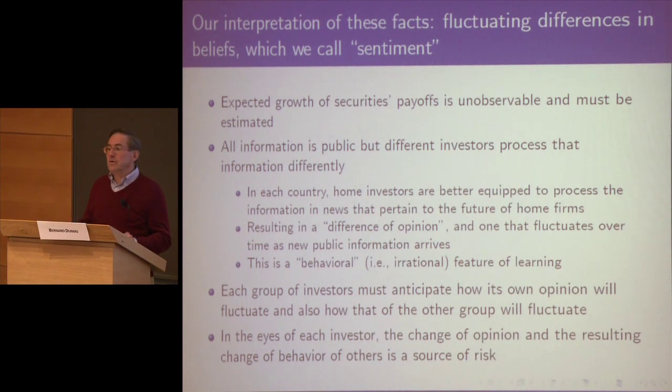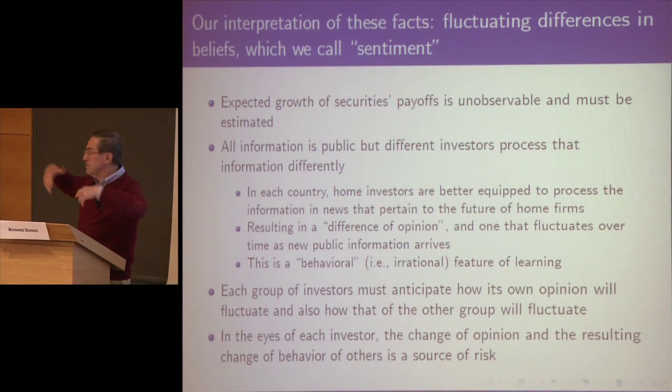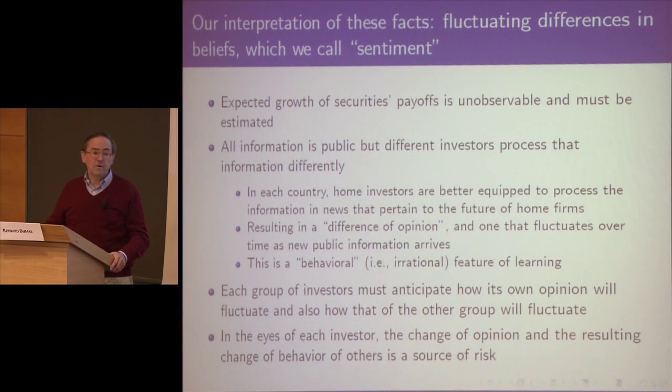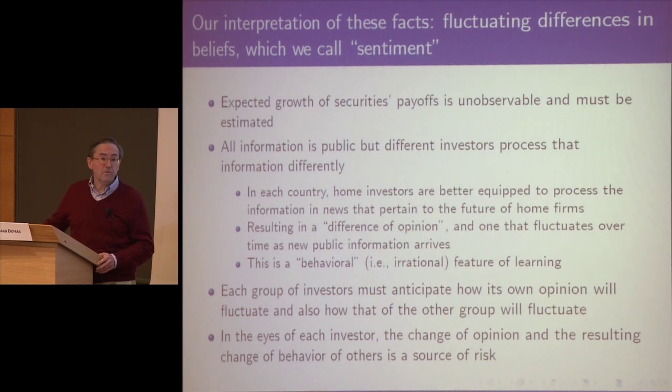We have constructed a model of a world in which there are payoffs in different countries, dividends, call them what you want, output. And people can observe these payoffs, but this payoff follows a stochastic process, the expected rate of growth of which is not observable by anyone. So everybody has to be estimating all the time whether we are in a high growth phase or a low growth phase.